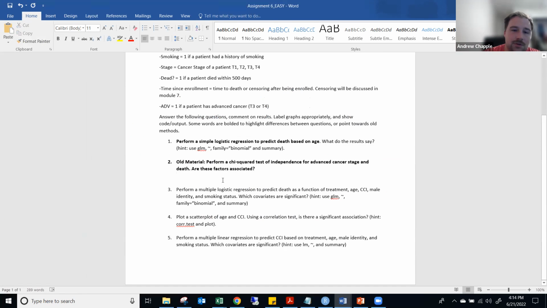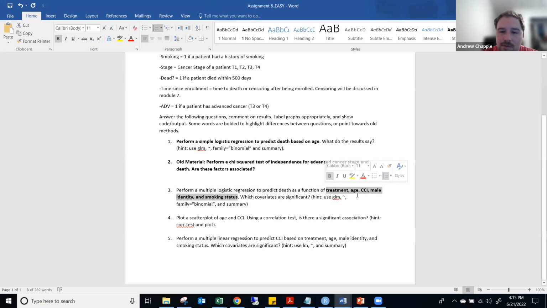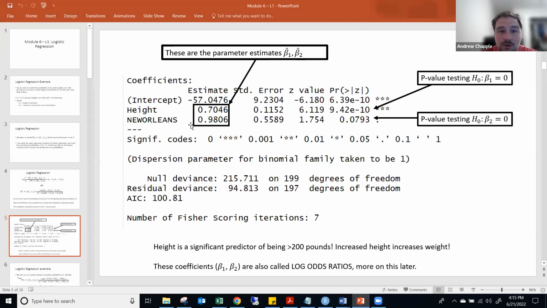The third question is to perform a multiple logistic regression to predict death as a function of treatment, age, CCI, male identity, and smoking status. So you'll put a whole bunch of variables in here: treatment, age, CCI, male gender, and smoking status. Smoking is up here. Which covariates are significant, and which ones aren't? Again, you'll look at all of these together. Okay, here I see height is significant, but not New Orleans. Height has a positive coefficient, so it significantly increases your risk. New Orleans doesn't do anything.